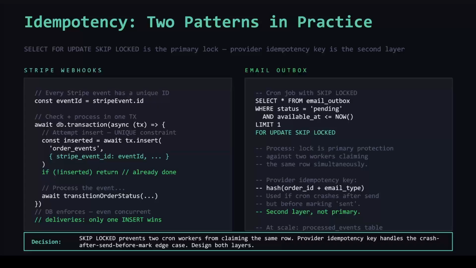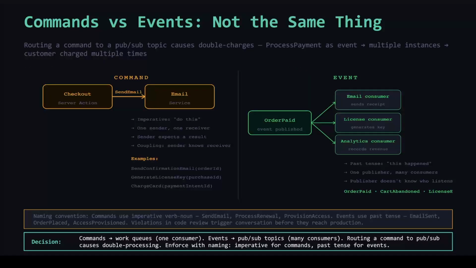At scale, I'd add a processed events table, a general purpose idempotency store recording every successfully processed message ID, checked in the same transaction as the side effect. This pattern scales to multiple consumer types processing from multiple queues. Commands versus events. They're not the same thing. So commands and events are not the same thing. Conflating them produces real bugs.